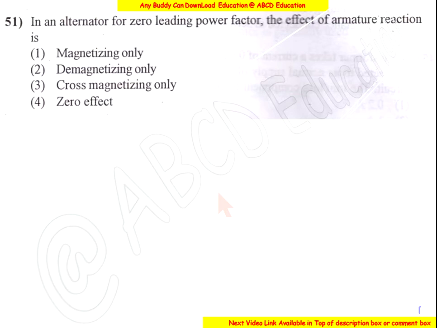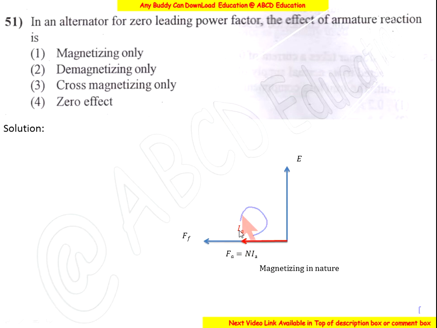In an alternator for zero leading power factor, the effect of armature reaction is... These are the options. Now come to the solution. We know that this is the field MMF. Now, this is the induced EMF, which is lagging by 90 degrees due to E equals minus N dφ/dt. At leading power factor, the current Ia leads by 90 degrees. So the armature MMF, FaIa, is in the direction of Ia. So it is in the direction of the field MMF. Both are in the same direction, so it is magnetizing in nature. So the answer is first.